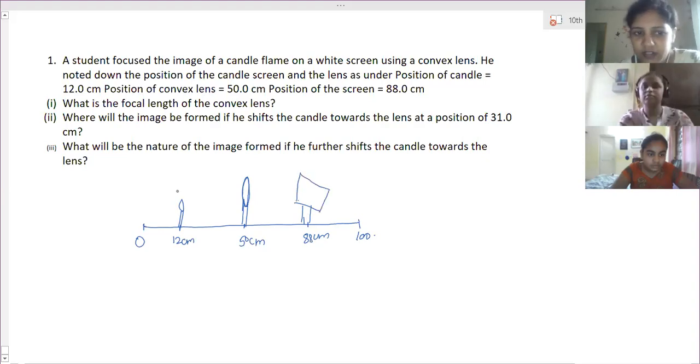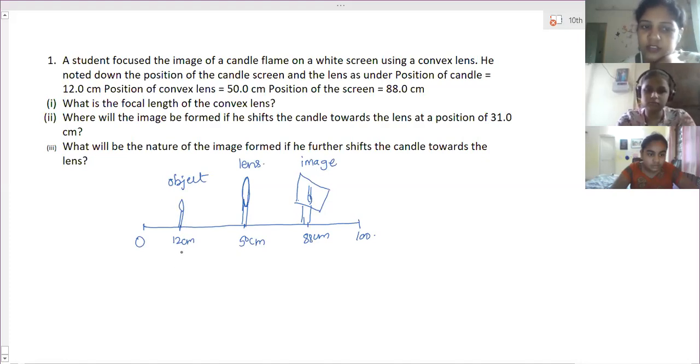So this is the object. Image is formed on the screen. So here is the image formed. And this is lens, convex lens. So image is formed here. This is the candle image will be formed here.